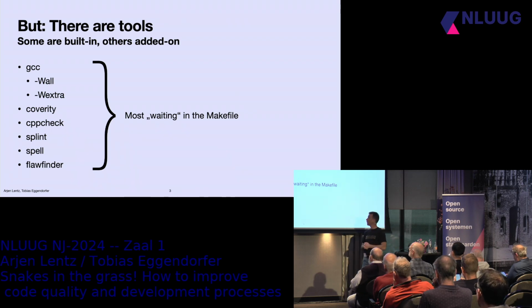Because if you look at the make file that sudo provides, if you want to compile it, there is a Coverity check in there, there's a CPP check in there, there's splint in there, there's spell in there, and there's flaw finder in there, and much more, which should actually help us find any issues.